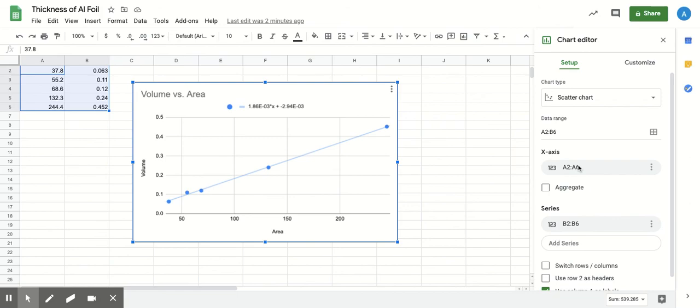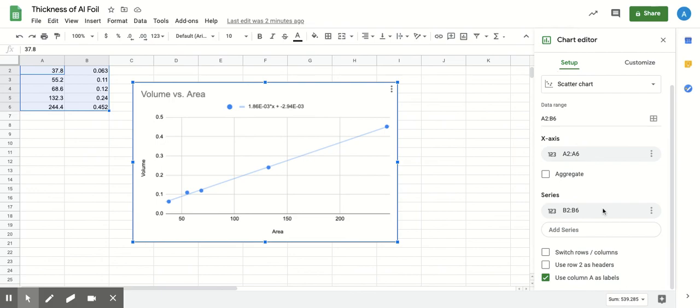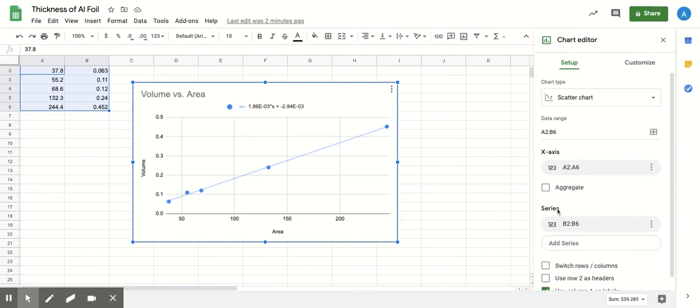Sometimes, when it automatically generates the graph, it'll misinterpret what you want. So make sure that you have the appropriate cells in your x-axis as well as your y-axis. Yeah, hopefully that helps.